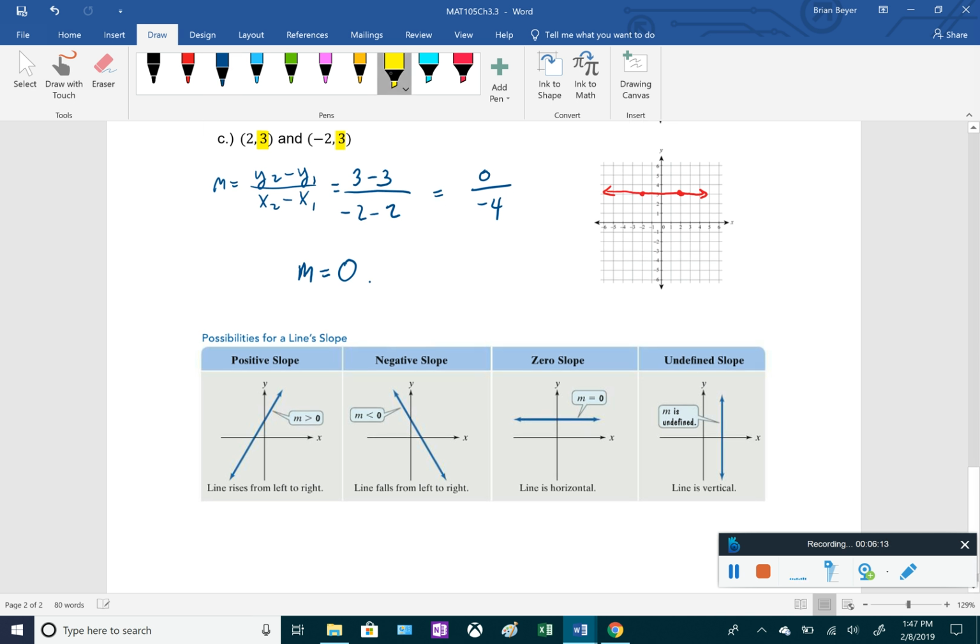Okay, so you can see down here that I have all of the possibilities for a slope. We can either have a positive slope, negative slope, zero slope, or an undefined slope. Positive slope means the line is rising from left to right. Negative slope, the line is falling from left to right. Zero slope, horizontal line. Undefined slope, we get a vertical line. I only have a couple examples here because we'll be seeing more of these in section 3.4, but this is just a little introduction to it.